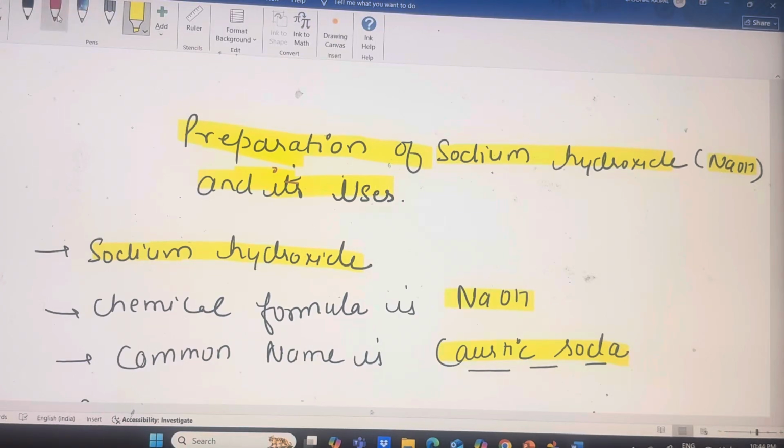Hello everyone, my name is Dr. Sona Rajpal. Today I am going to explain about the preparation of sodium hydroxide and its uses.